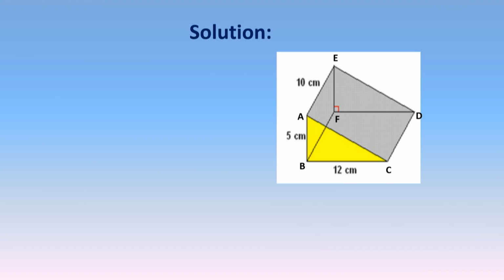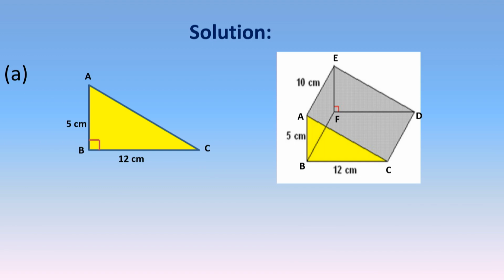Now, I need to find the length of AC in the first part. So first we will draw the triangle ABC. AB is 5 centimeters, BC is 12 centimeters, and I have a right angle triangle.